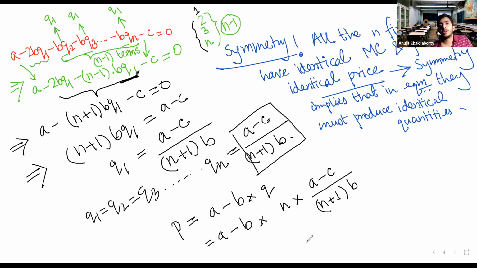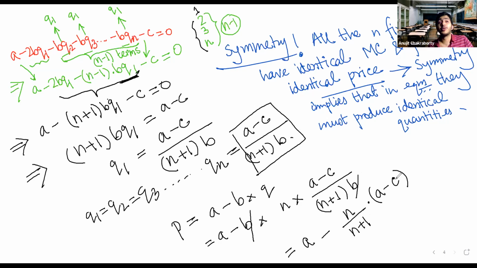Now, you can do a bit more math here, but let's not do that much more math. Let's just write it down. So this b cancels out in the numerator and the denominator, and you get a minus n over n plus 1 times (a minus c). That is what you get. That is the price in a market with n firms who are competing against each other.